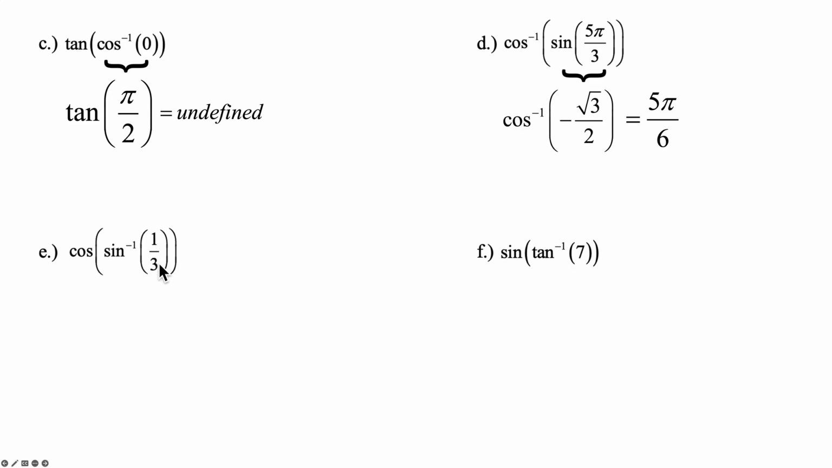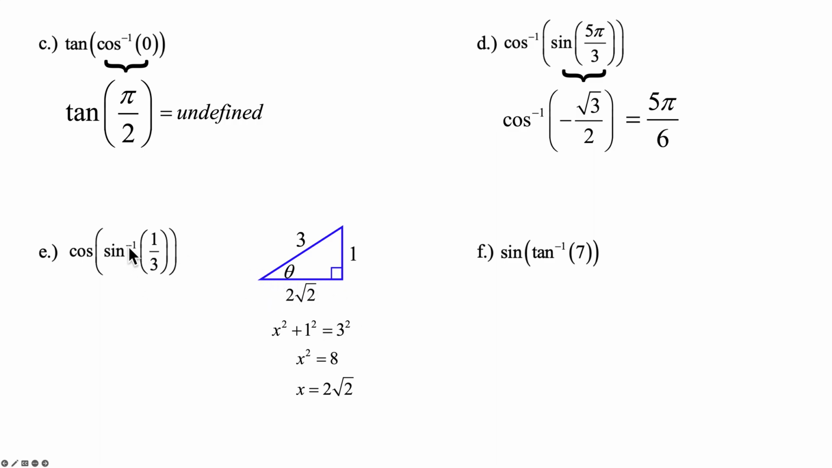This is not any of the special sides of our special right triangles, so now you have to build a triangle. Inverse sine of 1/3 means you build a quadrant 1 right triangle, always putting the theta in the lower left-hand corner, because that's where the origin is. Opposite 1, hypotenuse 3, find the missing side with the Pythagorean theorem. 9 minus 1 is 8. The square root of 8 simplifies to 2 square root of 2. It's positive because we're in quadrant 1.